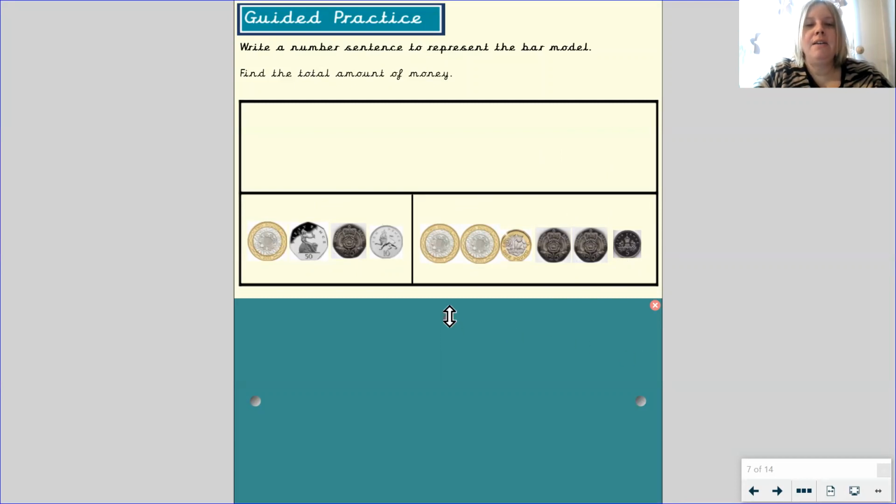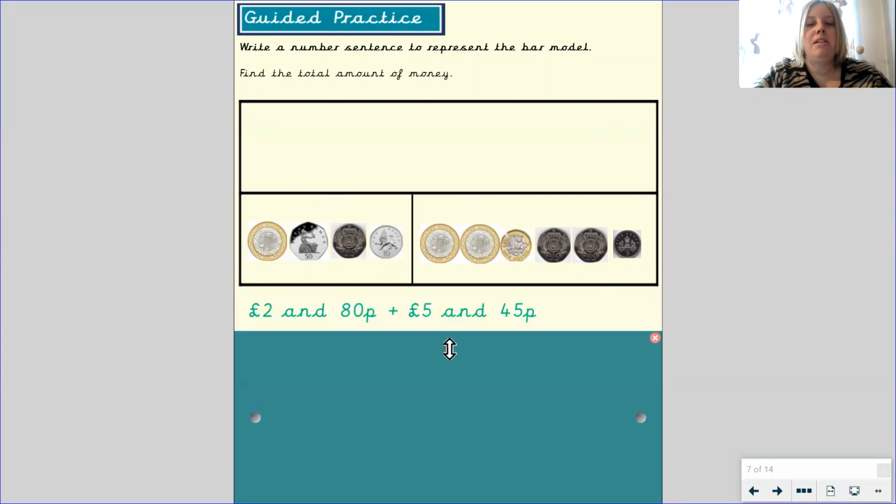Let's have a look and see what number sentence we should have written. Here is the number sentence we should have written. In this part, we have £2 and 80 pence. In this part, we have £5 and 45 pence. Now we need to think about our next step. Our next step is to add the pounds together, then add the pence.